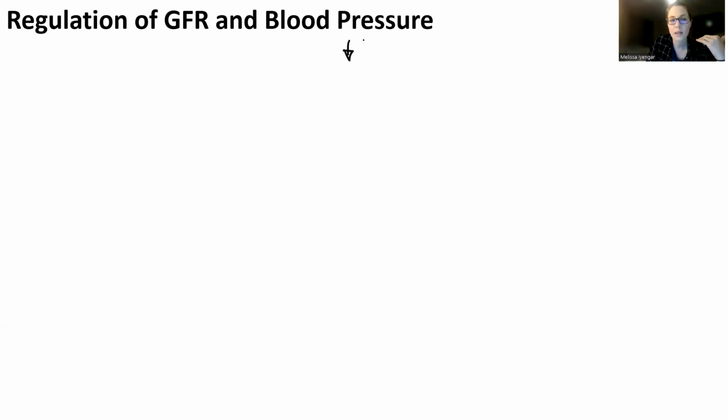So what we're going to see is if there's a decrease in systemic blood pressure, there's going to be two systems that are going to help us combat this at the kidney. One of those systems is really going to be essential for GFR, okay?